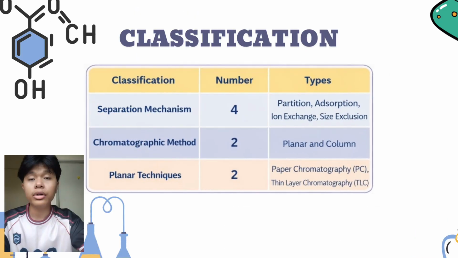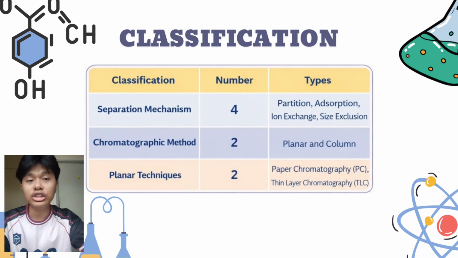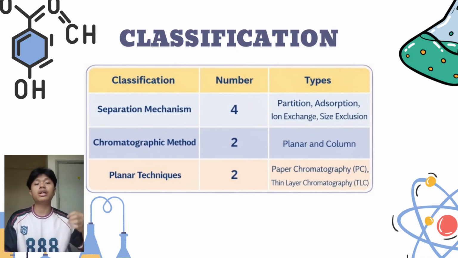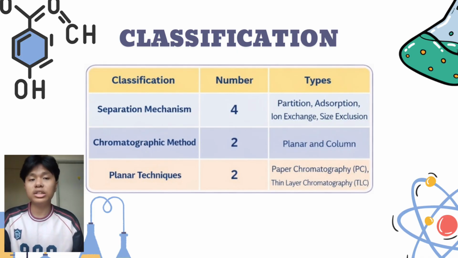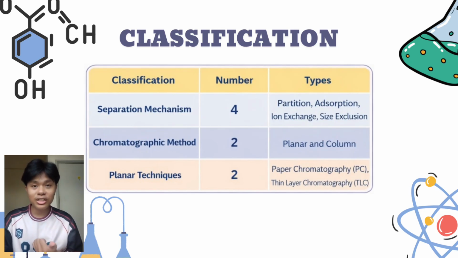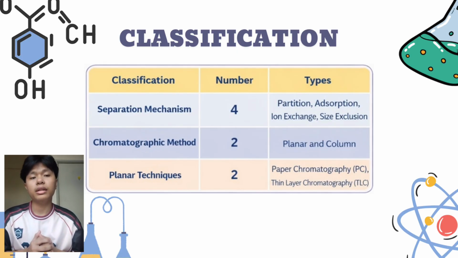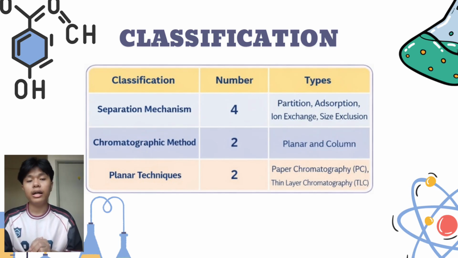And now I'm going to present to you the classifications for this chapter for basic chromatography. We have separation mechanism. We have four categories of them, which are partition, adsorption, ion exchange, and size exclusion. For chromatographic method, we have two, which are the planar method and column method. And last but not least, for planar techniques, we have two of them, which are paper chromatography and thin layer chromatography.